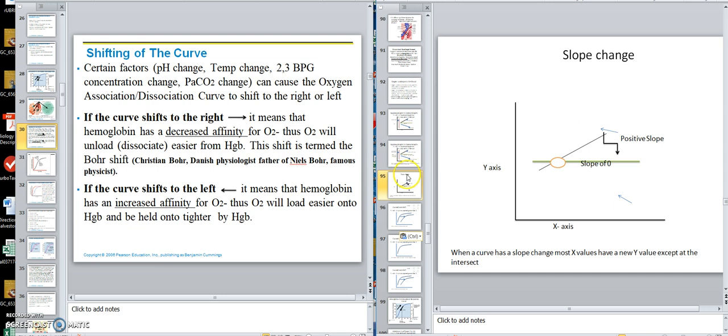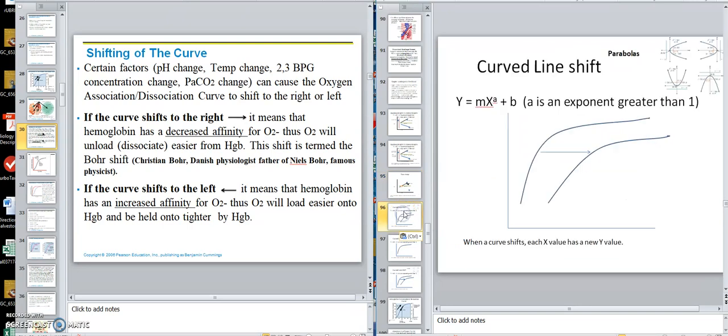All right. A curve could do a slope change. So here's one slope, that's another one. If a curve does a slope change, then what will happen? Most x values will have a new y value, except at the pivot point, the intersect pivot point. Okay, let's compare and contrast it to a shift in a curve. If a curve shifts one way or the other, each x value has a new y value.